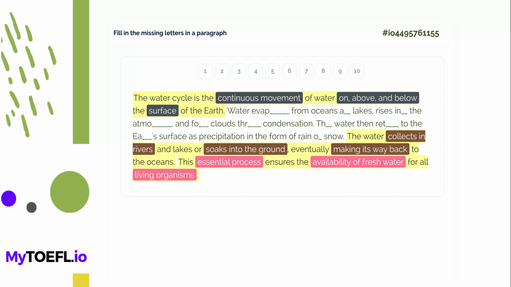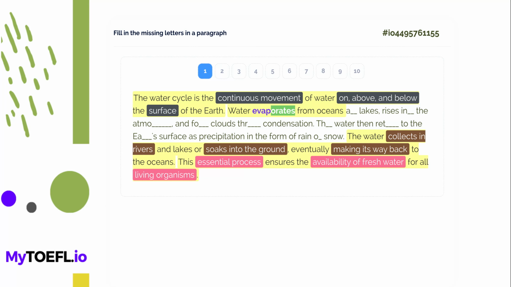Current blank number 1. Now that we have the big picture, let's go back and solve the first blank. Water, blank, from oceans. The question provides the letters E, V, A, and P and contains 6 missing spaces. We need a verb here that describes the action of water leaving the oceans and rising up. The provided letters suggest a scientific term for when liquid turns into gas, given the context of the water cycle. The correct word is evaporates.